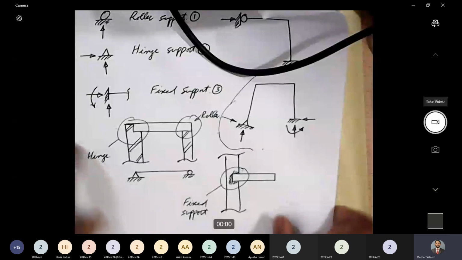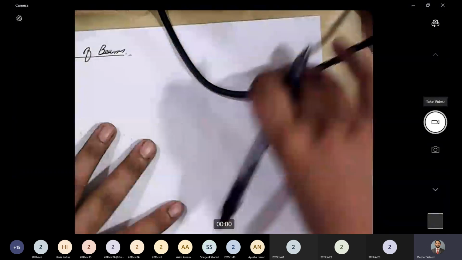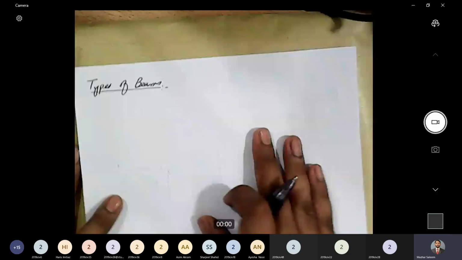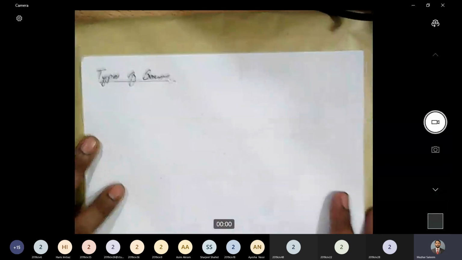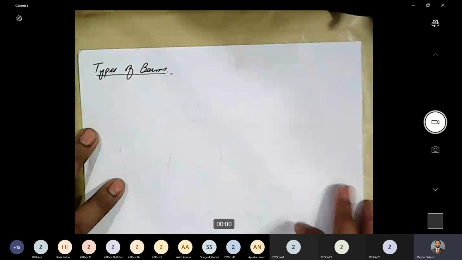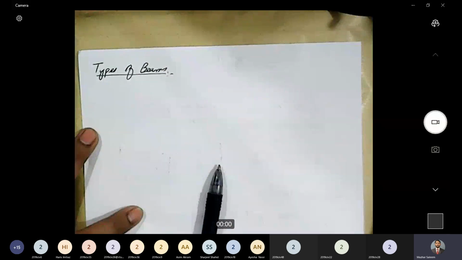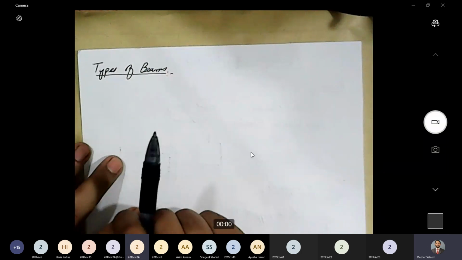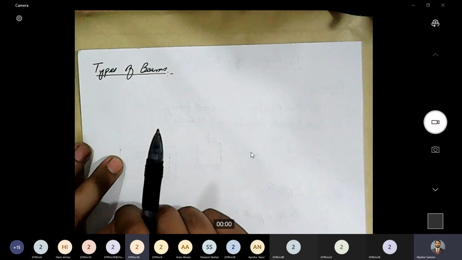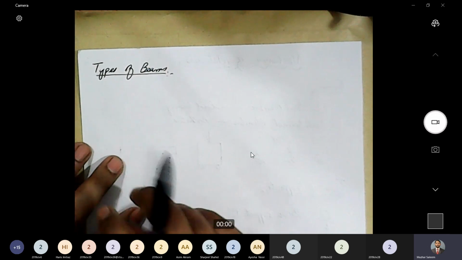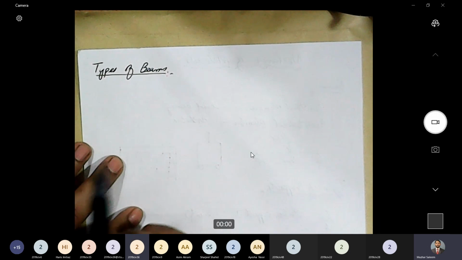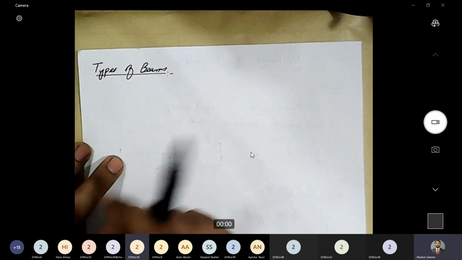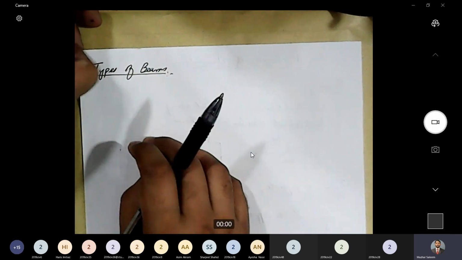So now let's come back to types of beams. Have you guys studied any types of beams? Can anyone give us some idea about types? Okay, there's 36. Simply supported. Yes, so simply supported beam. Overhanging. Cantilever. Okay, that's correct. Continuous beam. That's right. All right. So simply supported beam.